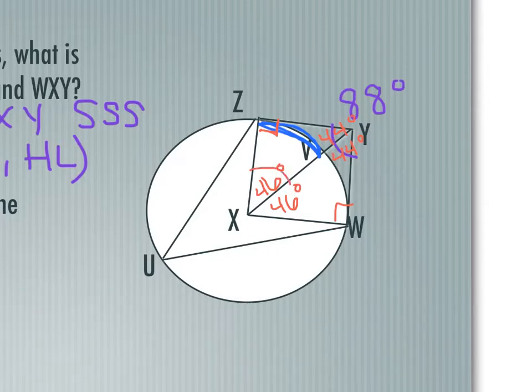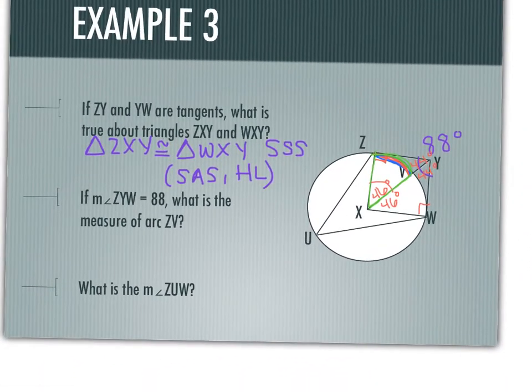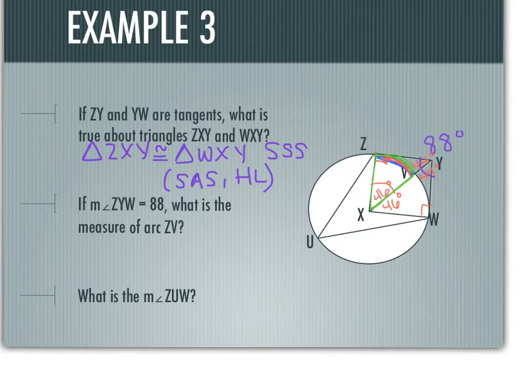How does that help me with arc ZV? Matt? They're equal to each other. Yeah, that's a central angle, isn't it? This 46, isn't that the central angle? This angle matches this arc. That's a central angle. So arc ZV would be 46 degrees. Okay? So see how many things you can connect and move around, and I'm telling you, I love circle problems. You might not share my love, but. So measure of arc ZV is 46 degrees.